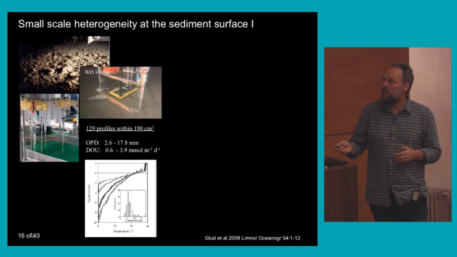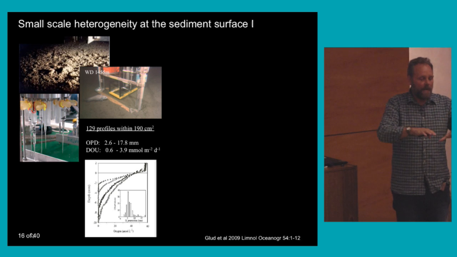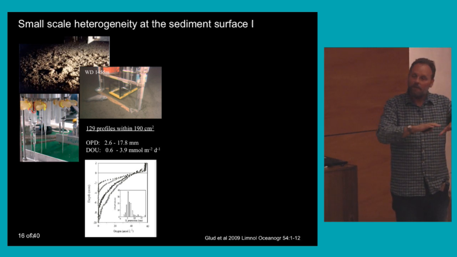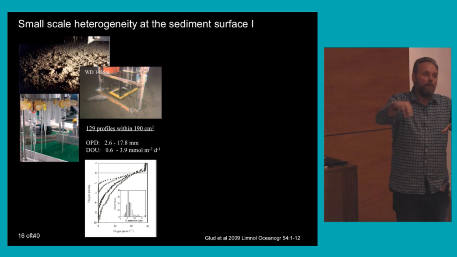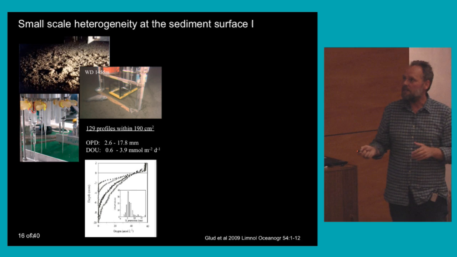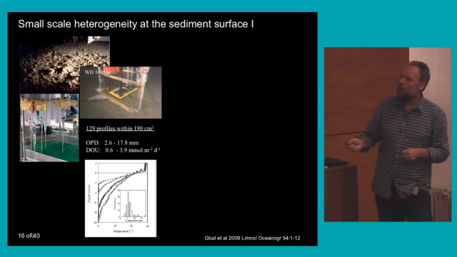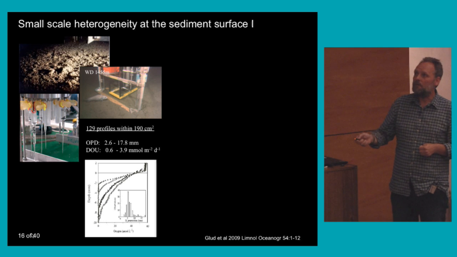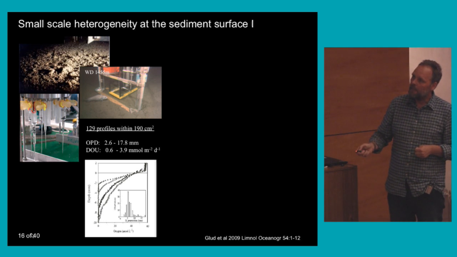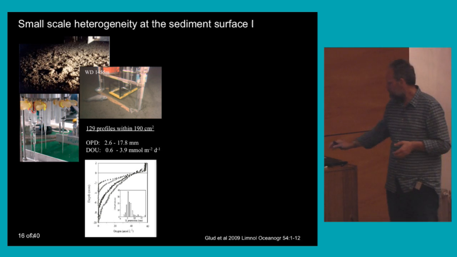And to address that question, we made a transecting lander. So the lander goes down, and then it can move its sensors along horizontally with the sediment and measure many, many profiles. And from that, we can map the distribution of oxygen across the sediment-water interface. In this case, for instance, 130 profiles, over about 200 square centimeters. And you can see just from single profiles here the enormous variability in the oxygen penetration depth.